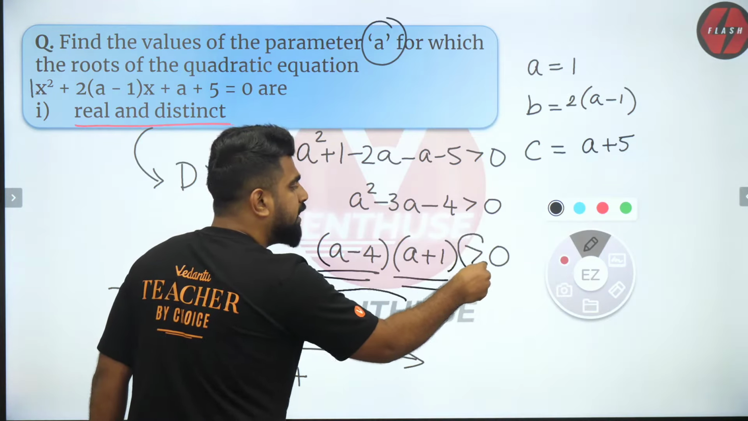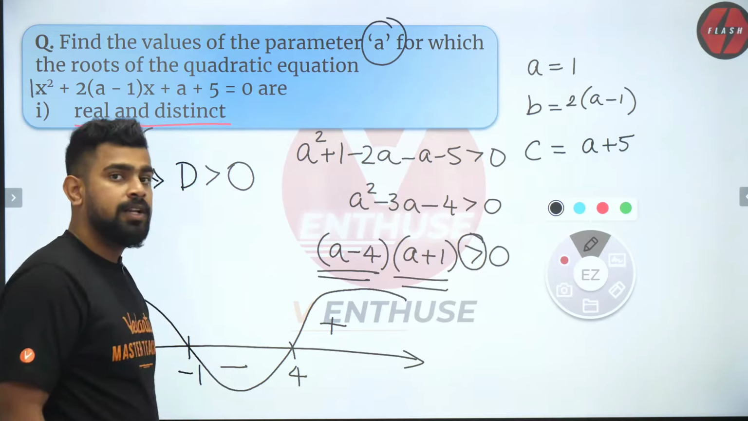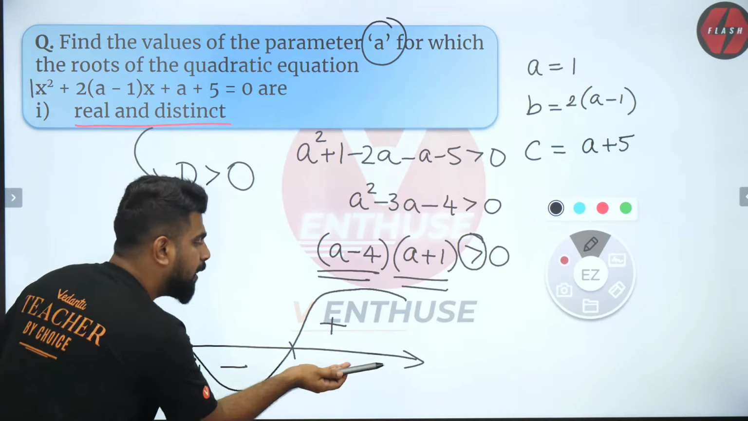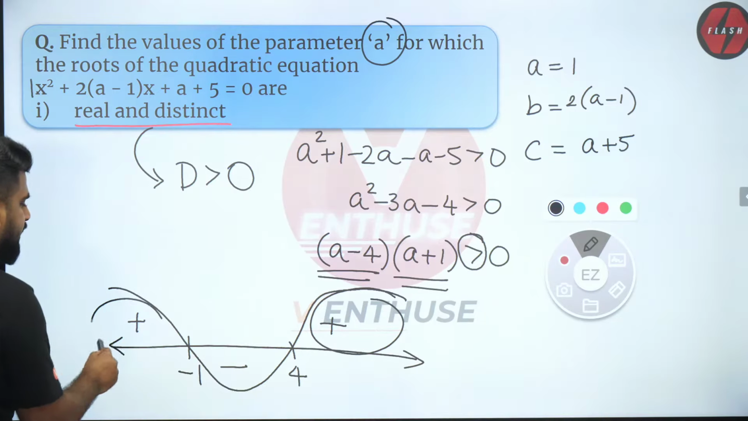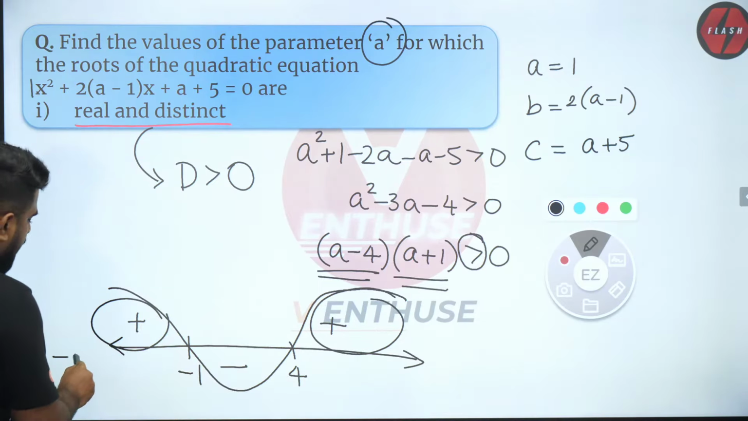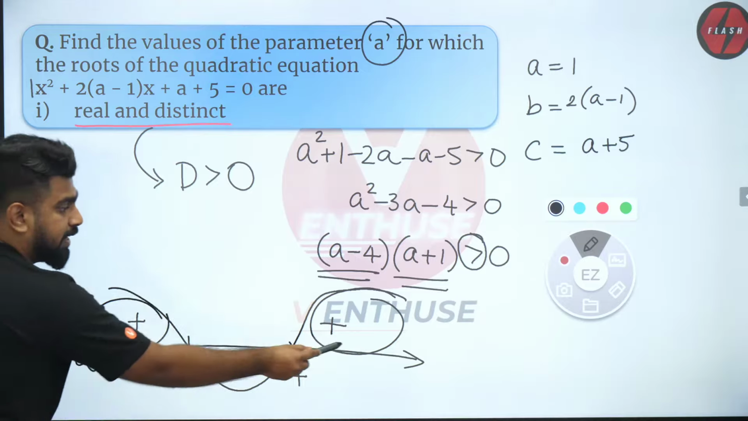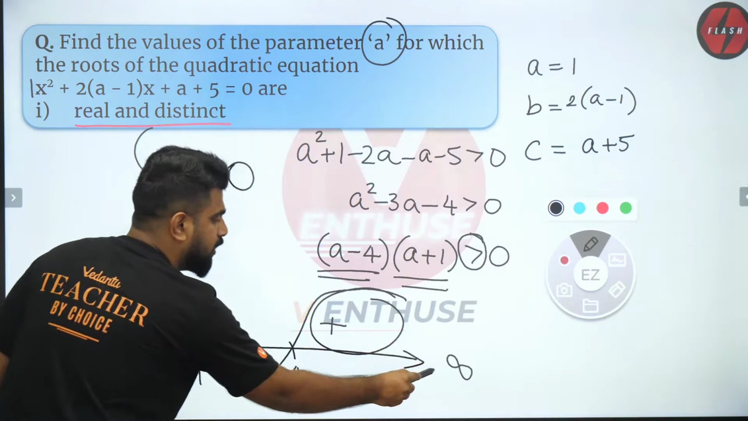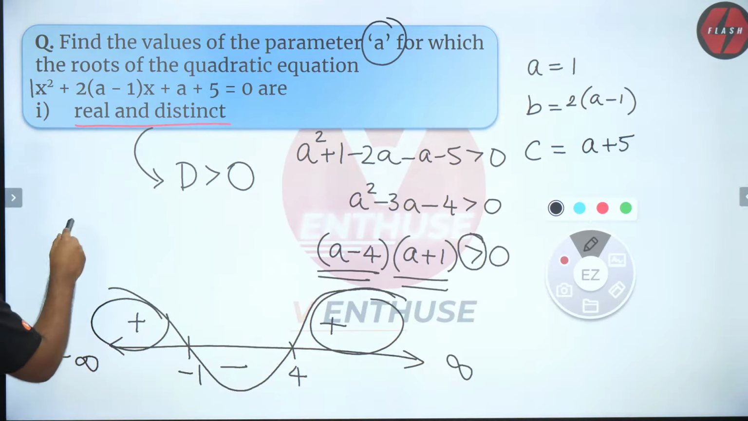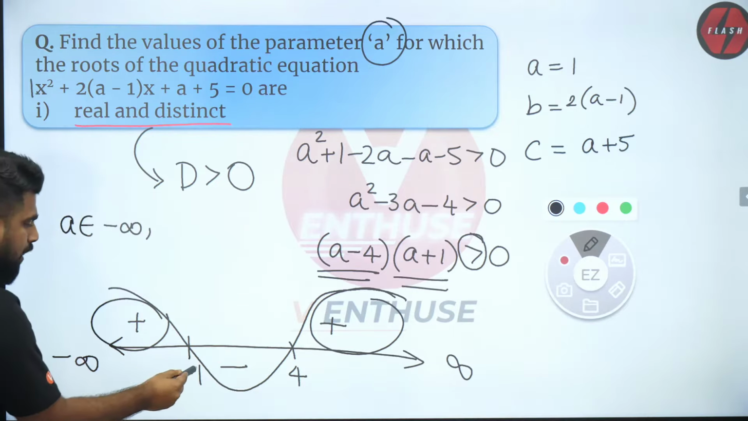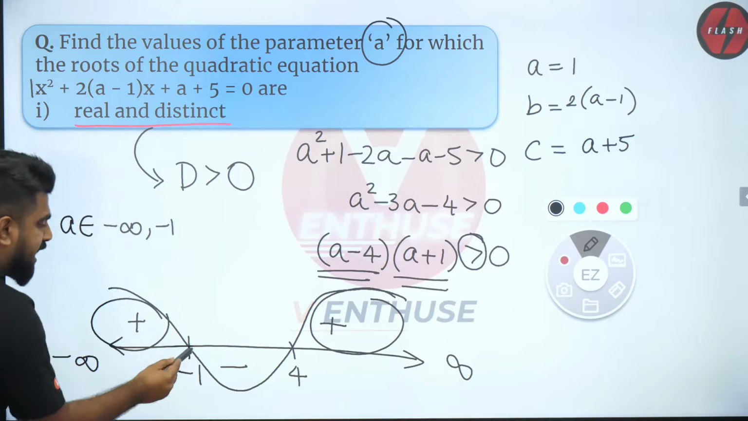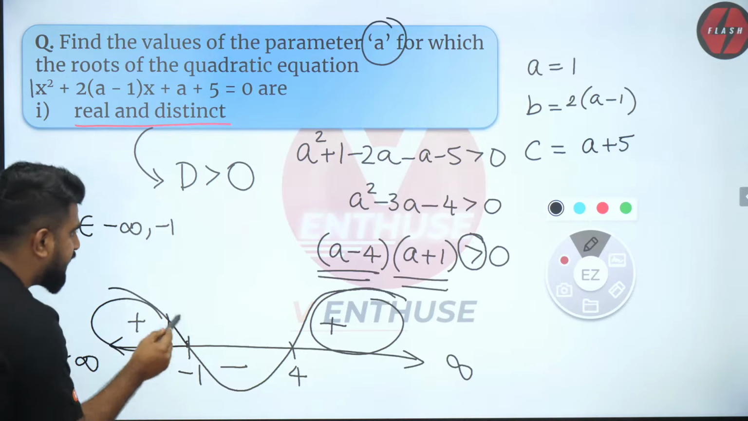We want to find greater than 0. Greater than 0 means above the axis. So it is going to be this region and this region. This region starts from -infinity and this region goes up to infinity. So what is the answer? The answer is x belongs to (-infinity, -1), because it ends here, na? After this it becomes negative.